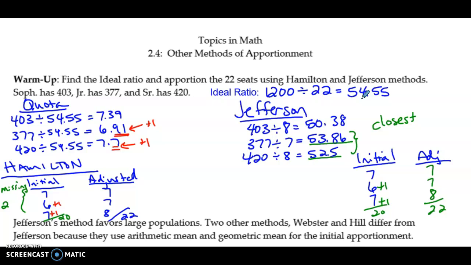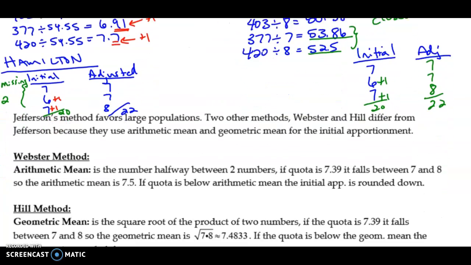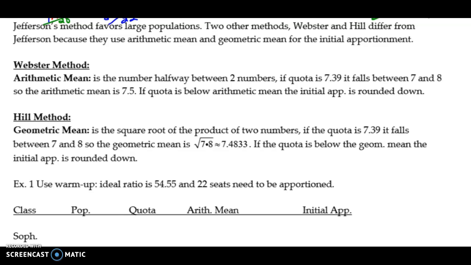So one winner was that junior class. Their decimal was the highest, closest to the ideal ratio. I guess their whole number was closest to the ideal ratio, so they get an extra seat, and then the senior class also does. So using the Jefferson method or the Hamilton method, we got the same answer. All right, let's try 2 new methods today. We're going to try the Webster method and the Hill method.